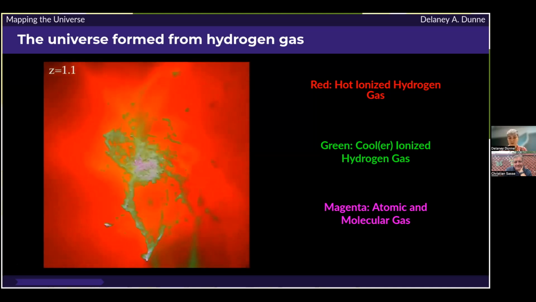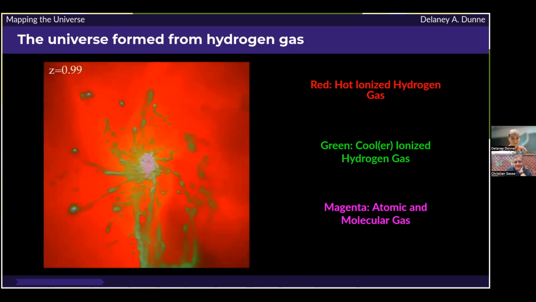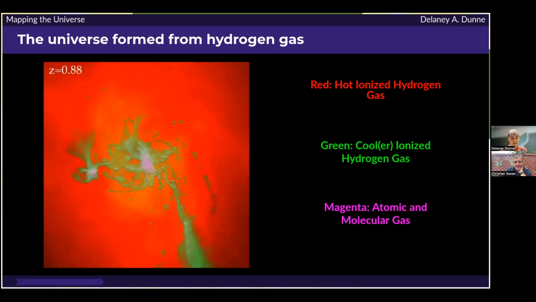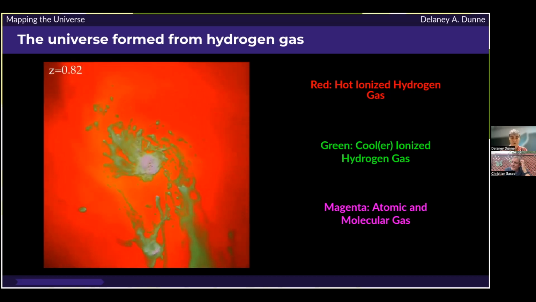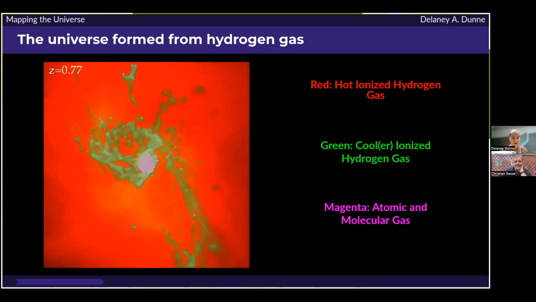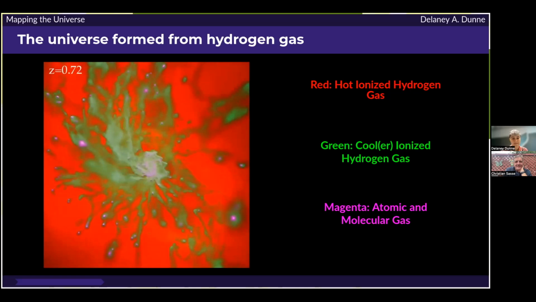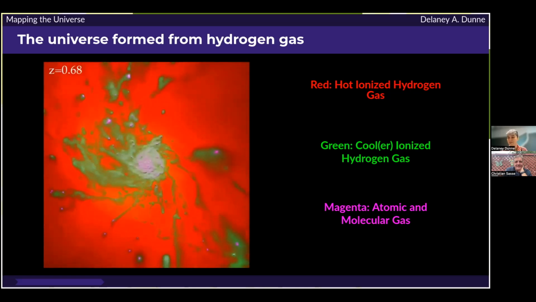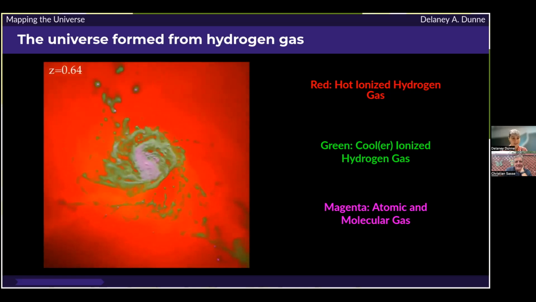So all these little outbursts are things like supernovae going off, or things like black hole jets. You can see other galaxies are coming in and merging with the original galaxy. And eventually, after this one last outburst, we're going to get a reasonable looking spiral galaxy.